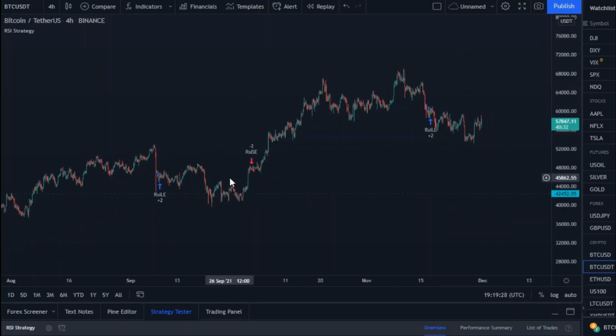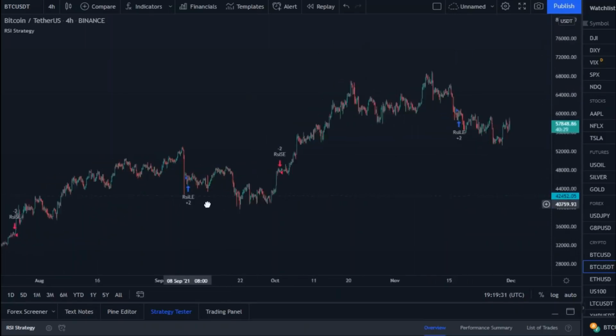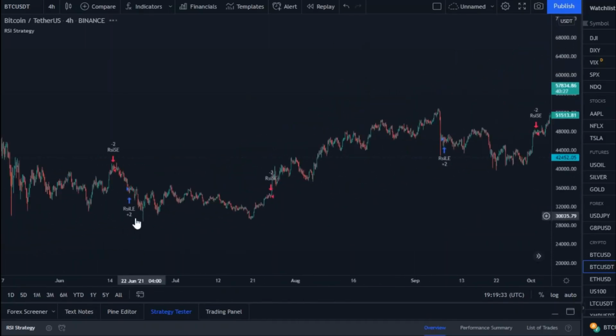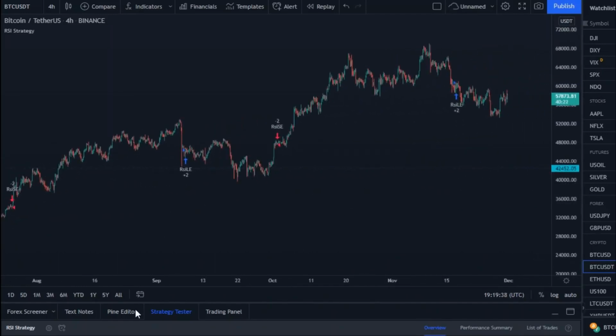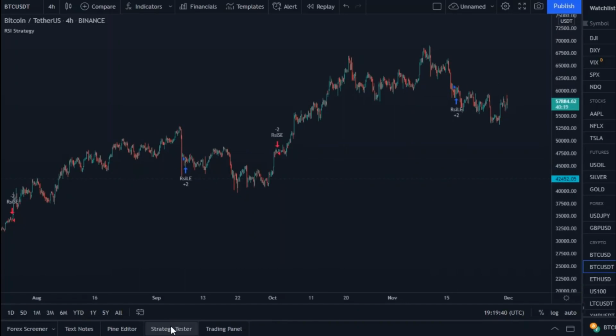Like any strategy, it will show us the places of buying and selling on the chart, but what matters to us is the results and testing. Okay, let's zoom in on the strategy panel so we can see what's going on.